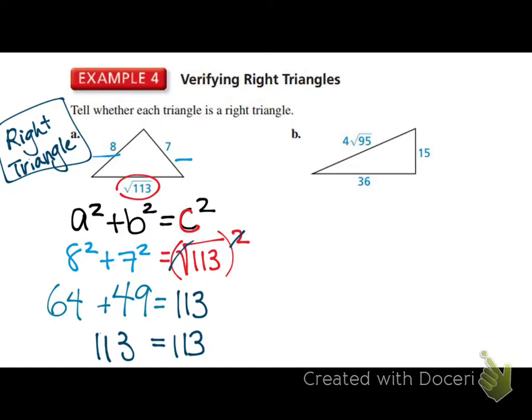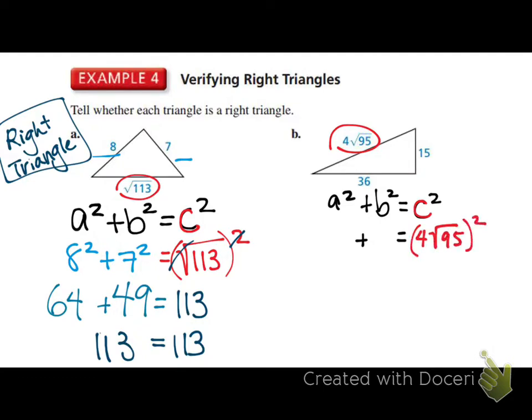All right, letter B, same idea. A squared plus b squared equals c squared. What would be the hypotenuse here? Yeah, 4 times the square root of 95. You can also tell this would be the possible right angle. These two aren't right. So when you write 4 square root of 95, you need to have those parentheses to signify you are squaring the whole side length.